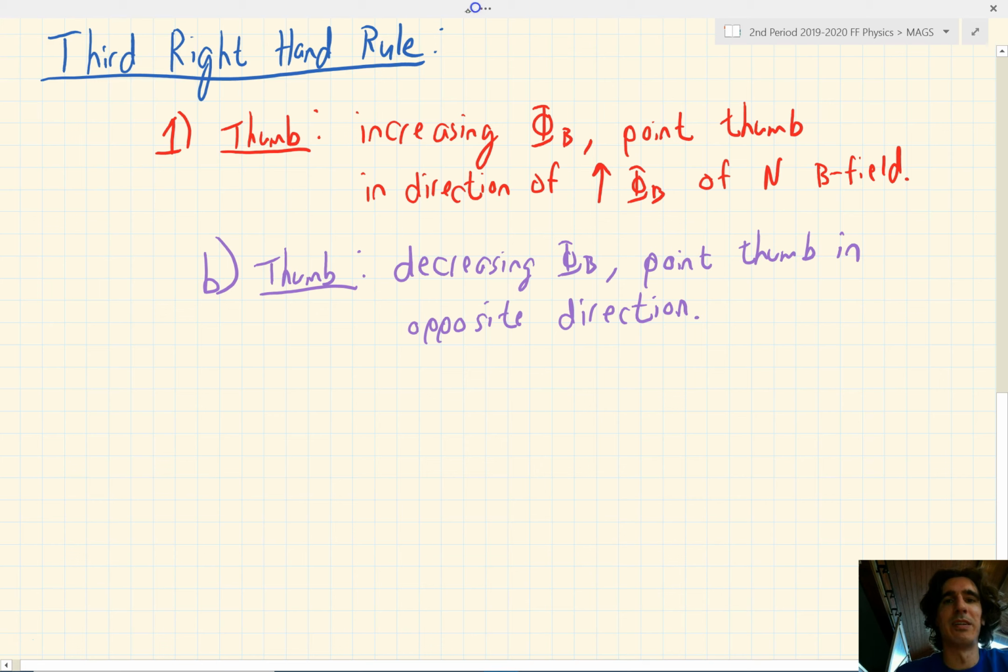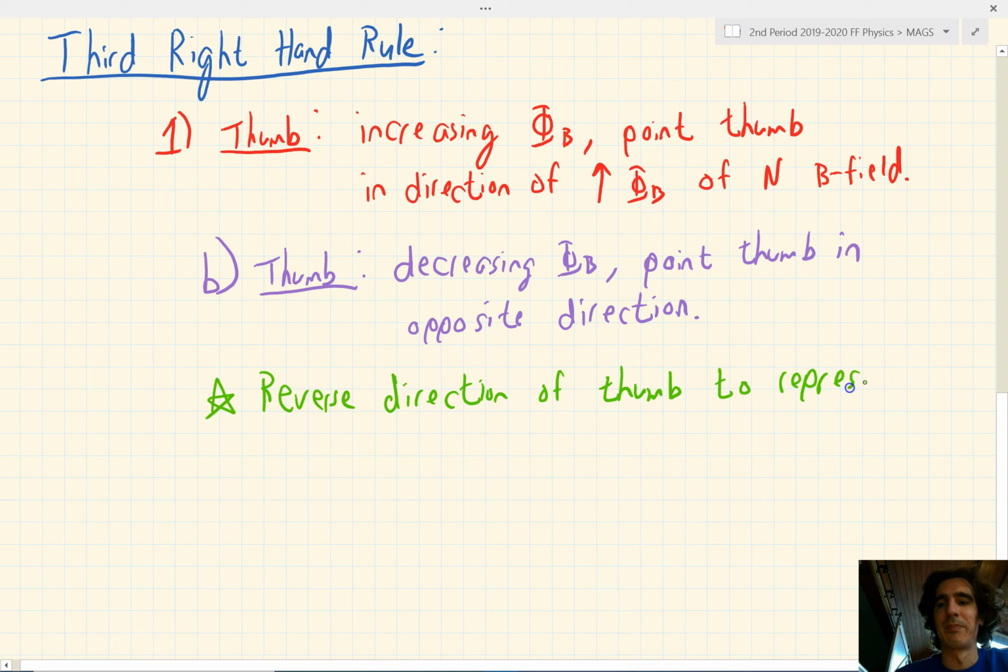However, what we want to look at is the induced magnetic field. And we know that the induced magnetic field is in the opposite direction of the magnet that we put in the coil. So the last step we have to do with our thumb is then we have to reverse the direction of our thumb, and that's to represent the induced magnetic field, or the opposing magnetic field.